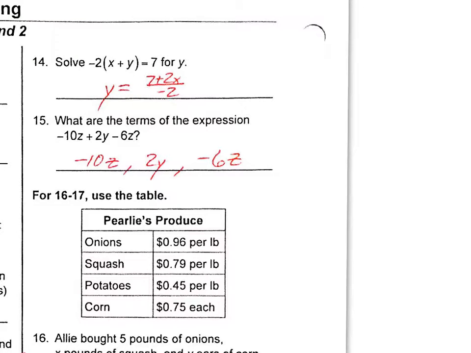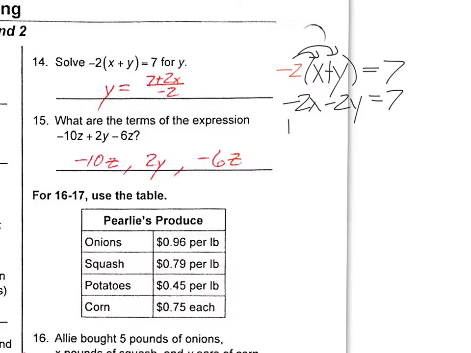Okay, so here we've got -2, parentheses x plus y equals 7. We're trying to solve for y. So the first thing I'm going to do is distributive. So -2x minus 2y equals 7. I'm going to add 2x to both sides.